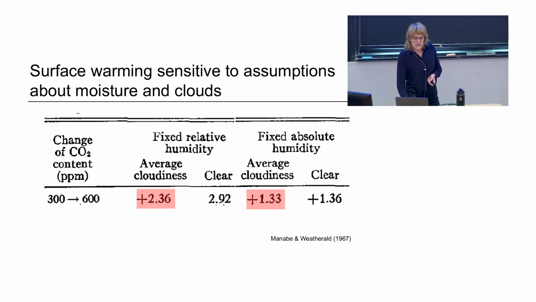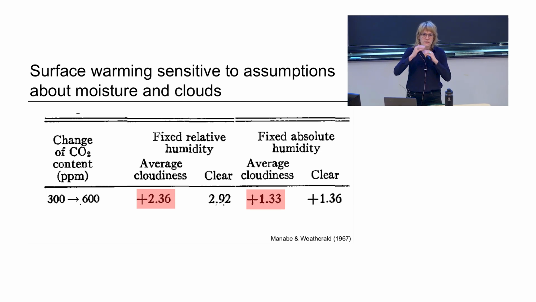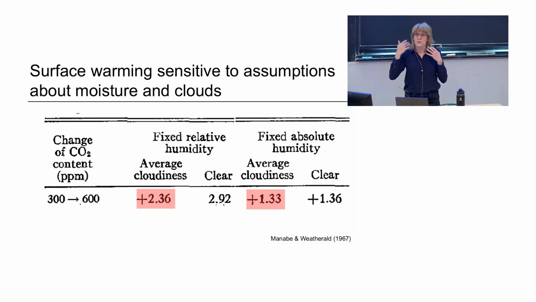But what happens in the case where we allow humidity to increase? This is so-called fixed relative humidity. Relative humidity is a ratio between the humidity in the air relative to the saturation value. So that's like the maximum. 100% relative humidity means you have the maximum amount of humidity in the air before it starts to condense out.